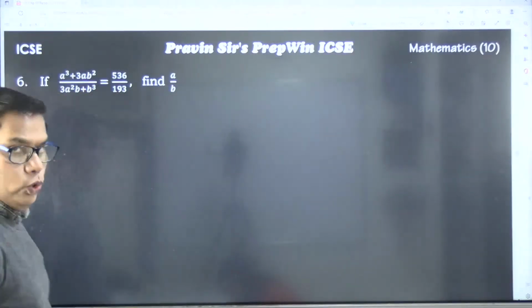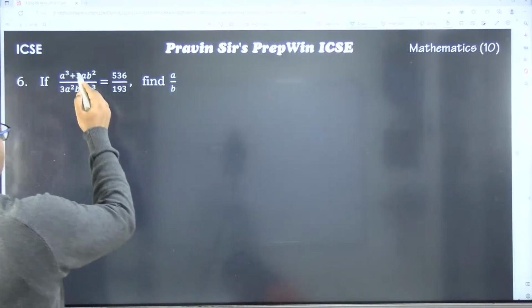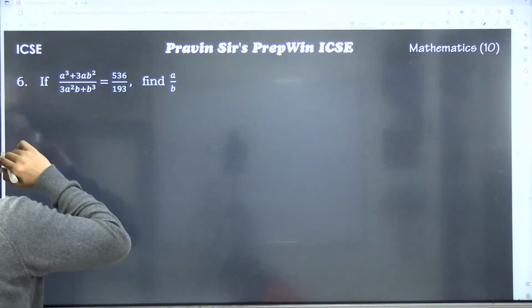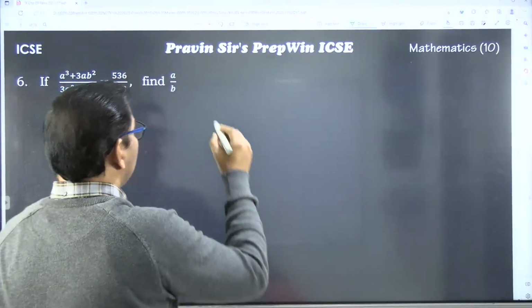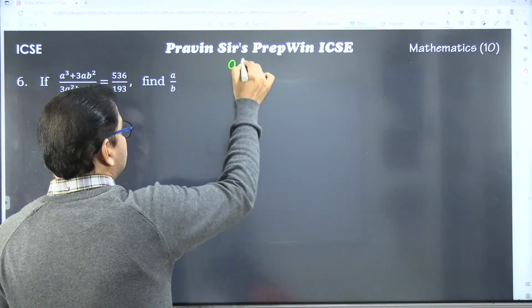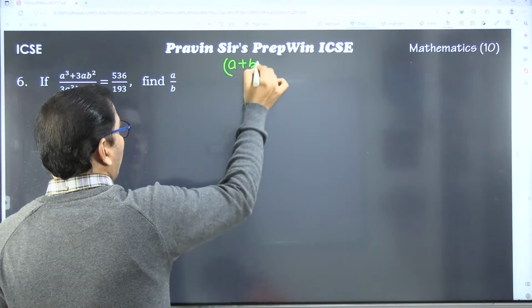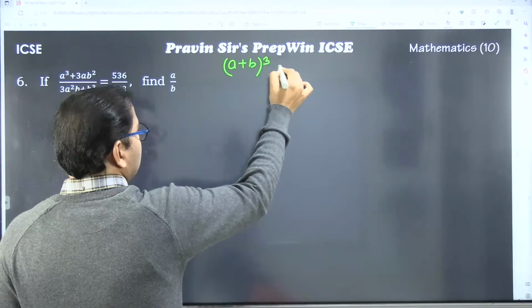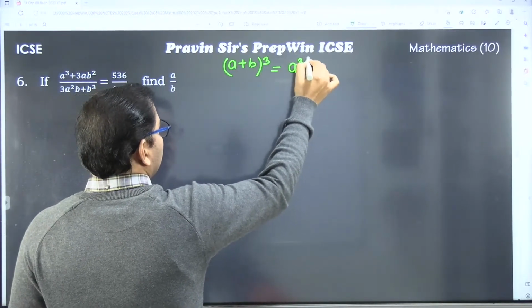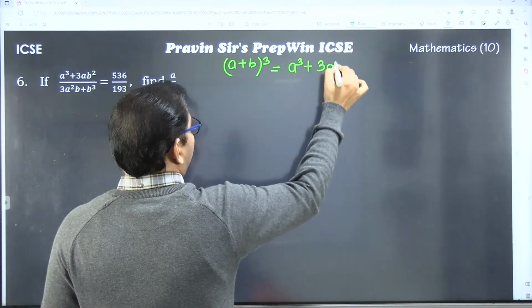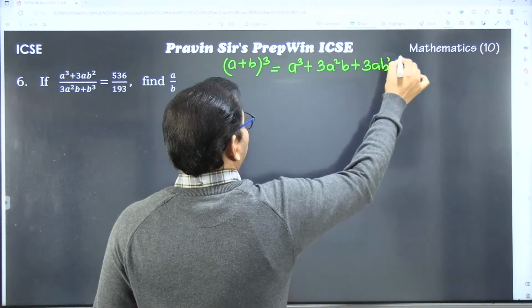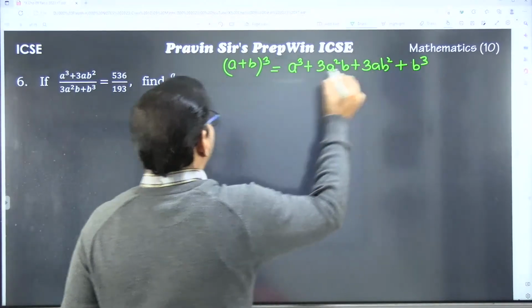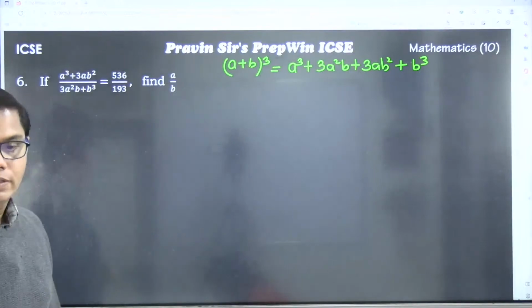Here I have a cube plus 3ab square plus 3a square b plus b cube. If you see this term, don't you think it resembles something, a plus b the whole cube? What is the formula? Isn't it a cube plus 3a square b plus 3ab square plus b cube? Correct. So this is the same term.